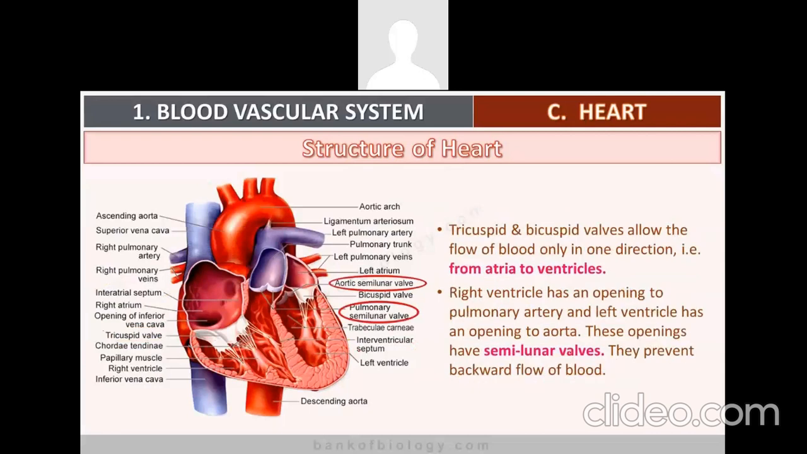Both the tricuspid and the bicuspid valves will allow the flow of blood only in one direction, that is from atria to the ventricles. The right ventricle has an opening to the pulmonary artery and the left ventricle has an opening to the aorta, which you can find in the diagram. These openings have semilunar valves. So whenever I say the word valve, it means they prevent the backflow of blood. The flow of blood backward should be completely prevented.